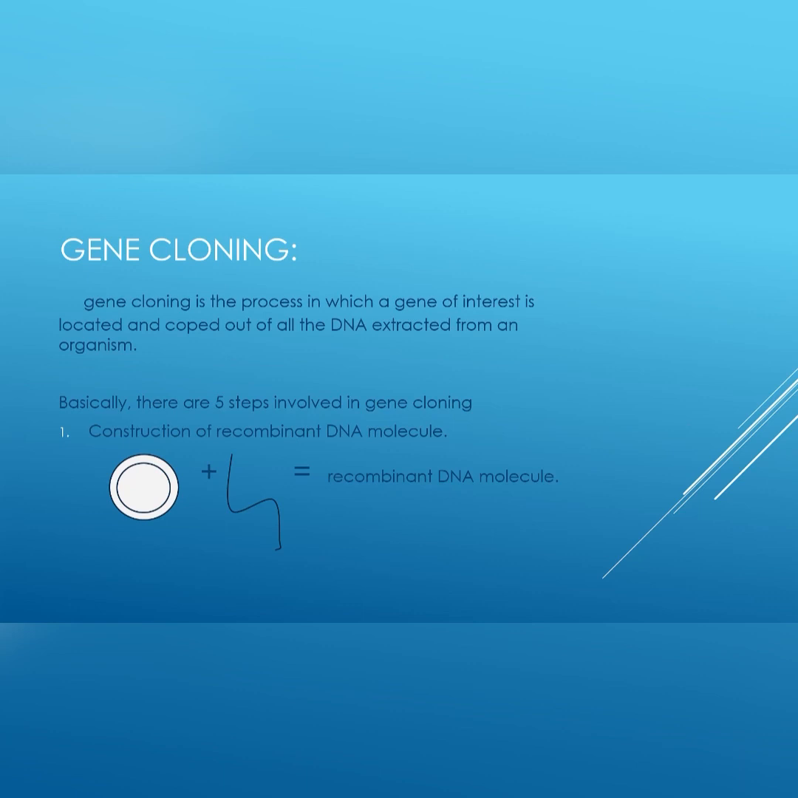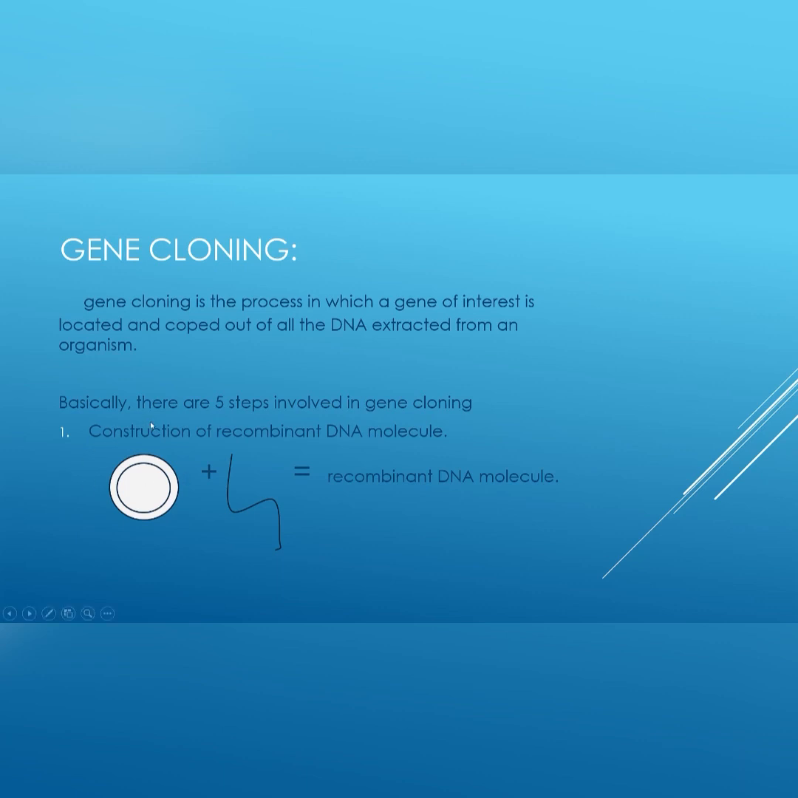Gene cloning is the process in which a gene of interest is located and copied out of all the DNA extracted from an organism. First, a fragment of DNA containing a gene to be cloned is inserted into a circular DNA molecule called a vector to produce a recombinant DNA molecule.